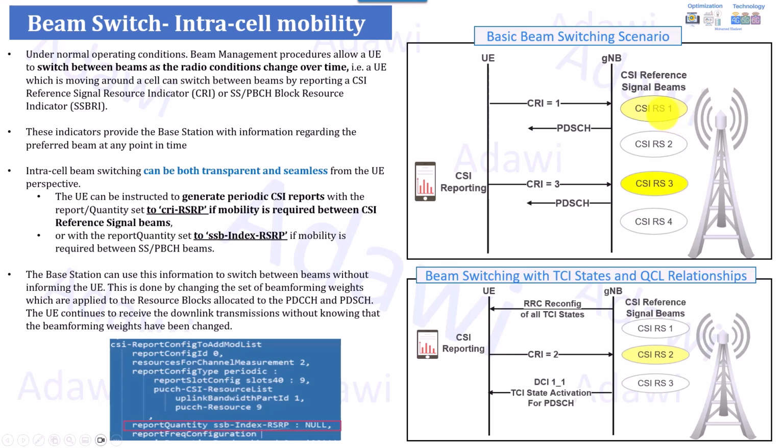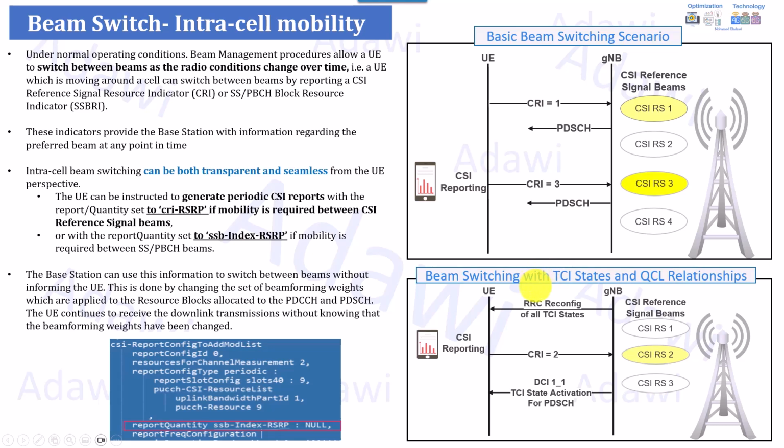specify something called quasi co-location, or QCL, relation between the PDCCH and the reference signals, and also between the PDSCH and downlink reference signals. Again, I will be covering this one in complete detail because it requires additional information, but just to let you know, 3GPP introduced the concept of a QCL relation, which is this one, to help the UE with its channel estimation.